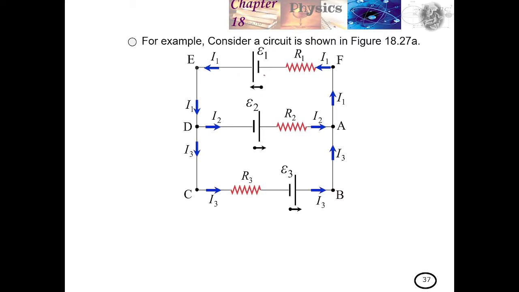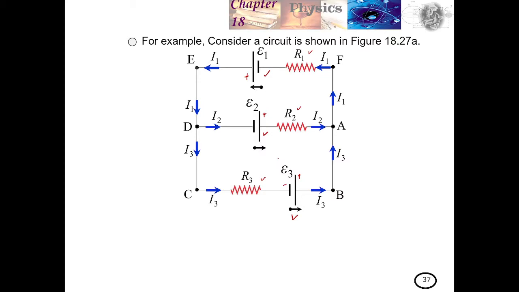So this is the first EMF. The positive is on the left side and the negative on the right side. The second EMF is in the middle of the circuit, with the positive on the right side and the negative on the left. And we have EMF number 3 over here, negative on the left side, positive on the right side. And we also have 3 resistors: R1 over here, R2 over here, and R3 over here.